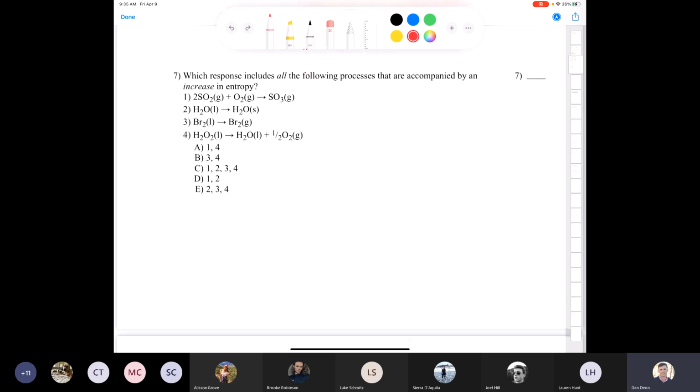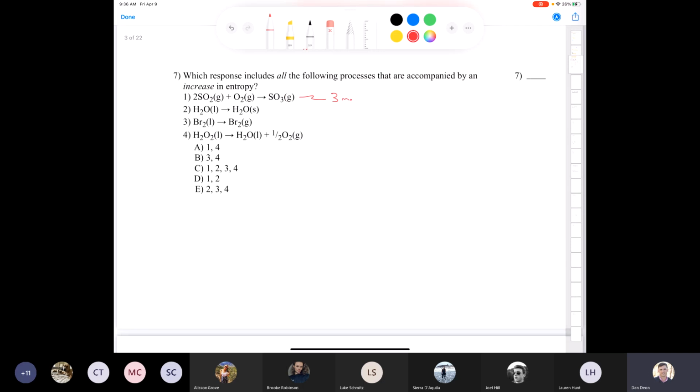Question number 7. Which response includes all the following processes that are accompanied by an increase in entropy? Well, if we take a look at number 1, we have 3 moles of gas, sorry, I can't count. We have 3 moles of gas being converted into 1 mole of gas.